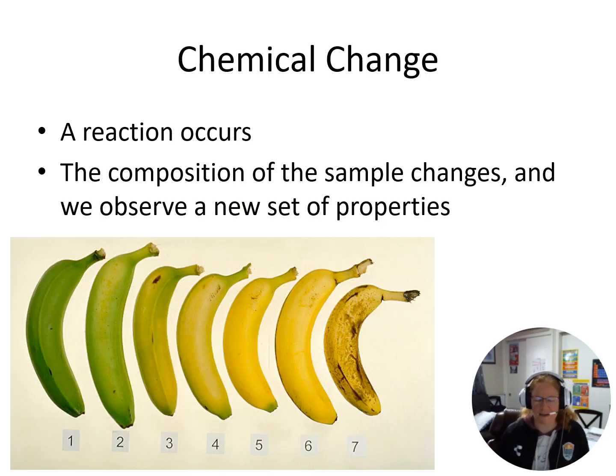Now whereas a chemical change, now we do get some sort of alteration. A reaction occurs, so the composition of our sample changes. We get some new properties. Fruit that's ripening is an example of a chemical change. It's easy to see if you look at picture 1 of this banana up to picture 7, it's very obvious that things have changed.